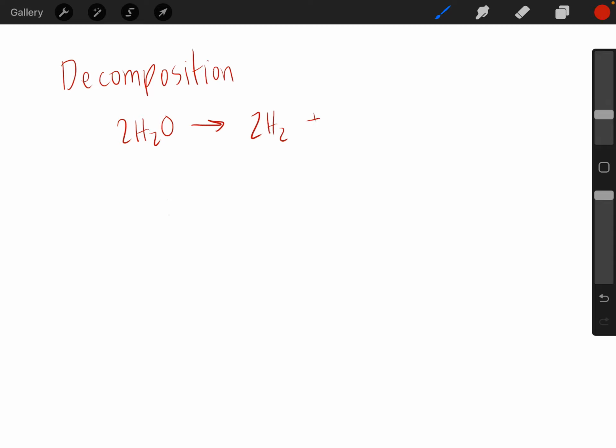Next, we have something called a decomposition reaction. So you guys should know the root of this, right? Decompose. When something decomposes, it breaks down. So this would be the exact opposite of synthesis or combination. For example, if you had water that broke down into separate hydrogen and oxygen, that's decomposition, because we start with one thing and we end up with 2 separate entities.